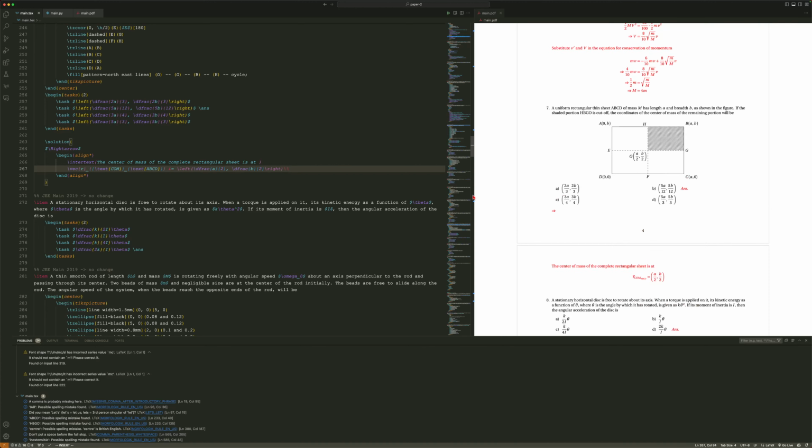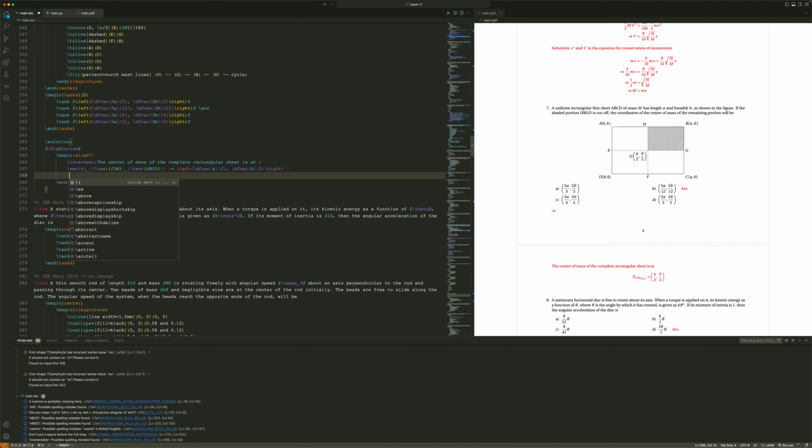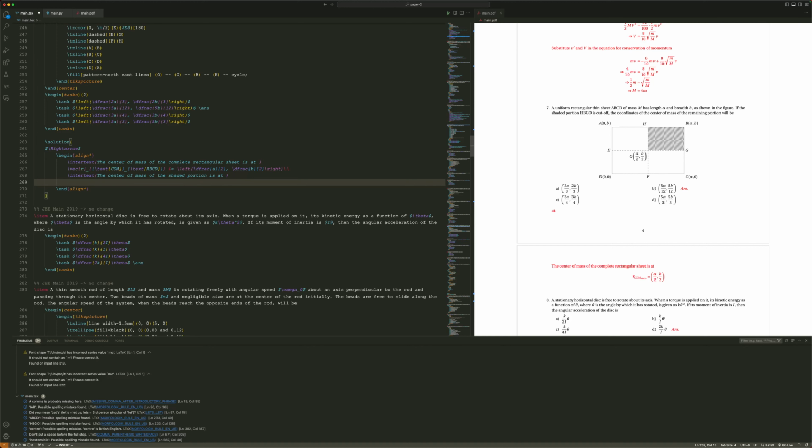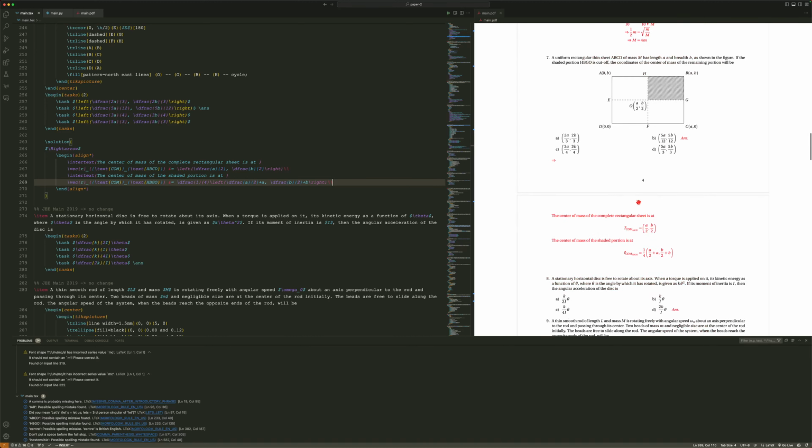Now I think we can repeat the same part. Let's wait for the complete center of mass. The shaded portion is at, yes, it's doing actually great. And HBGO, yeah, it's right. Let's run it first. So 1 by 4 times, no, it must be like a by 2 plus, it messed up everything. So it's right but not completely.